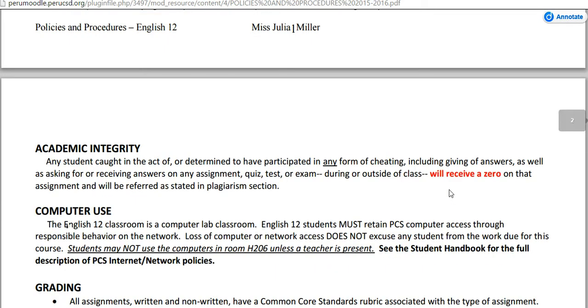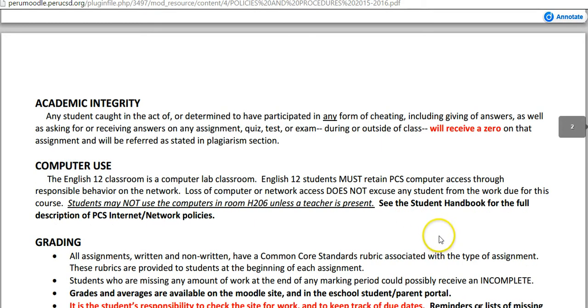Academic integrity. Any student caught in the act of or determined to have participated in any form of cheating, including giving of answers as well as asking for or receiving answers on any assignment, quiz, test, or exam during or outside of class, gets a 0 on that assignment, and that includes the person who gave the answers and the person who took them, and disciplinary action as stated in the plagiarism section.